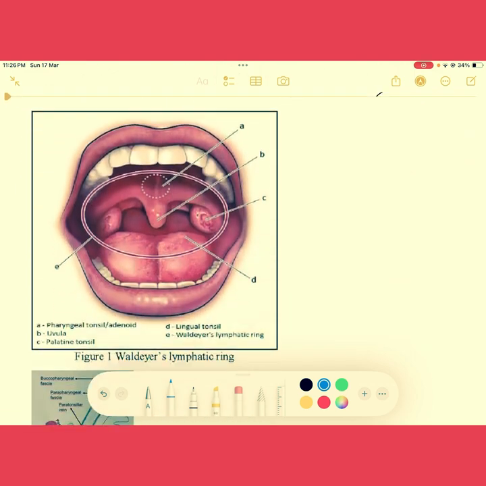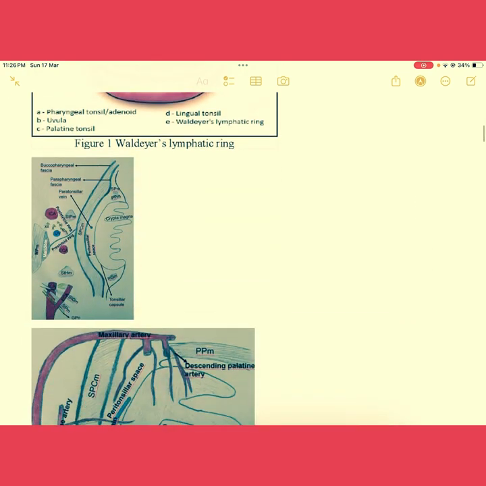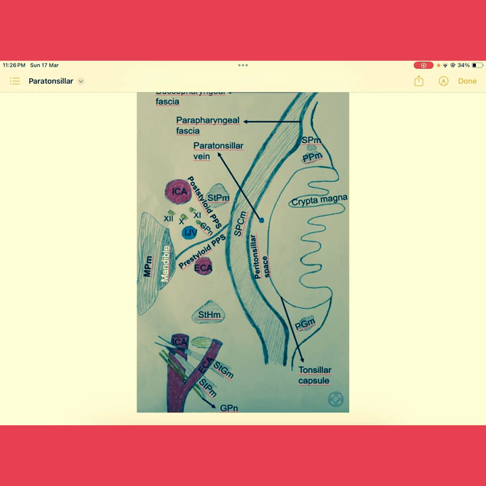This picture is showing Waldeyer's ring. Here, this is the palatine tonsil, this is the pharyngeal tonsil, and these are the lingual tonsils. This image shows the cross section of the palatine tonsil. These are the crypts. This is the crypta magna. This is the tonsillar capsule, and this is the peritonsillar space. And there is one fascia, the parapharyngeal fascia, and this is the buccopharyngeal fascia, and this is the constrictor muscle.